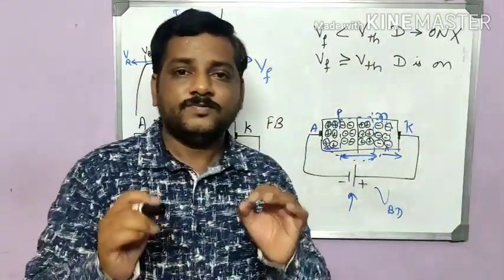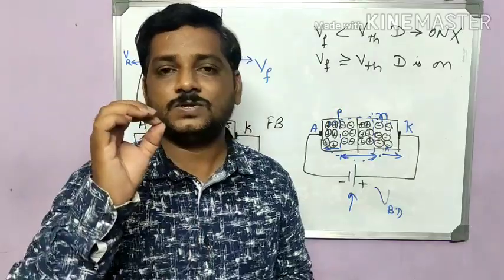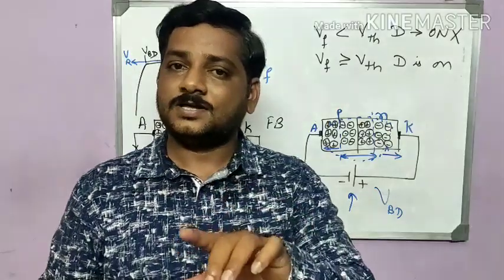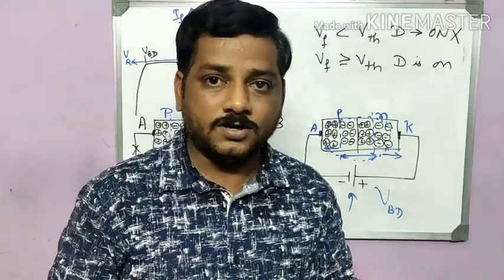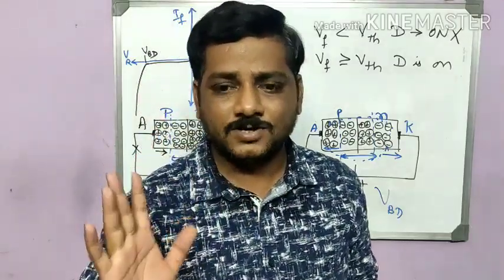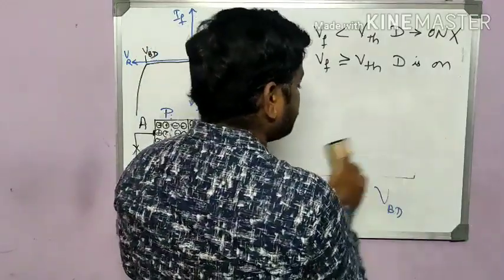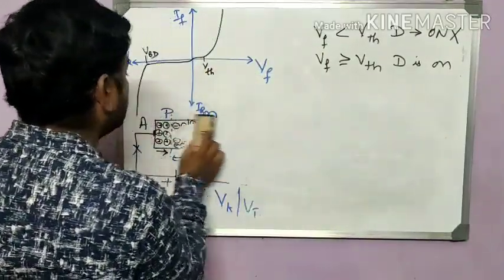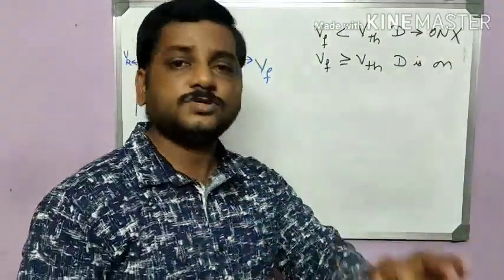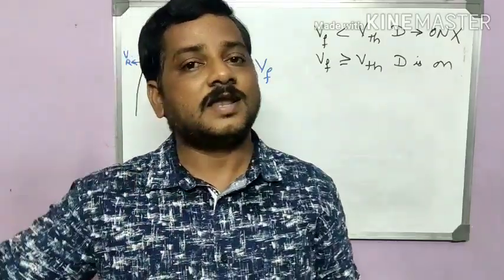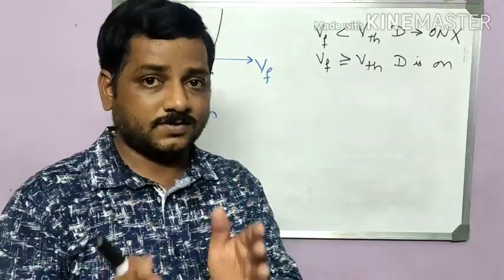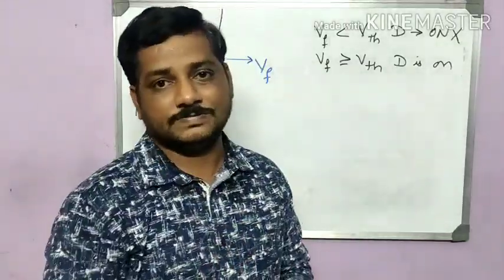Before stopping this class, I just want to give you one important point: when do you call a diode forward biased or on, and when do we call it off? Let's have one simple example. This is very important for understanding clipper and clamper circuits. Till now you might have a definition of forward bias. Now I'll give the definition of forward bias that is most important for us.